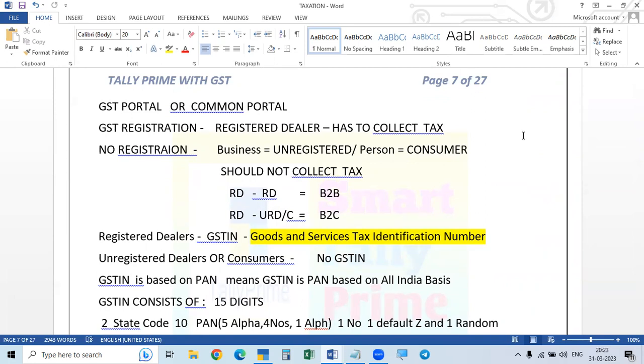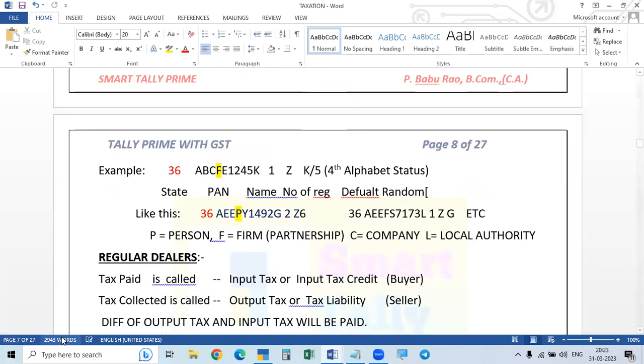Unregistered or consumers: if it is a person, he is called a consumer, and if it is a business, it is called an unregistered dealer. They don't have a registration number, they won't register. But in the portal, both unregistered dealers and consumers are called consumers only. Not registered means consumer, whether it is a business or not. These are the two types of dealers, and we have to pay the GST.